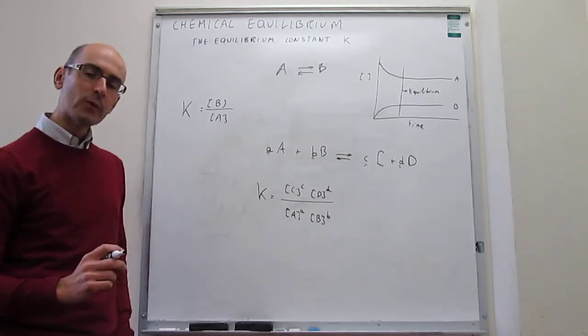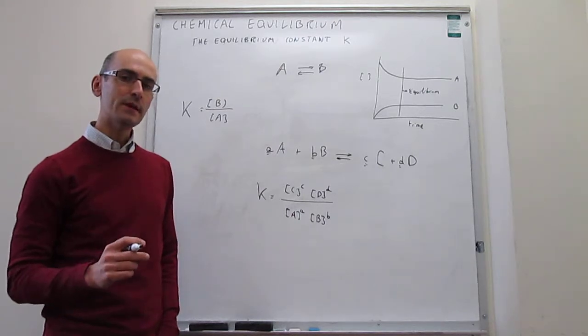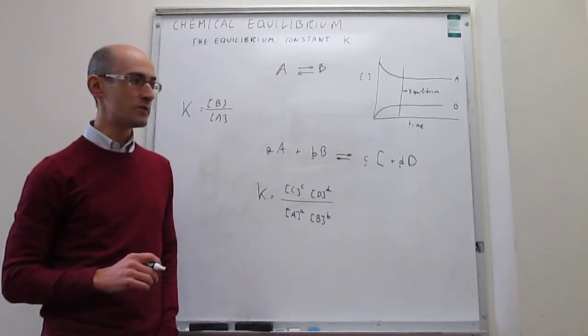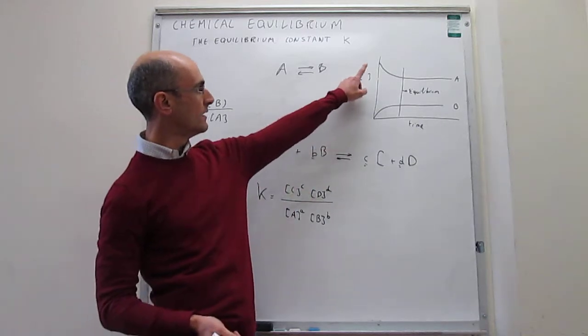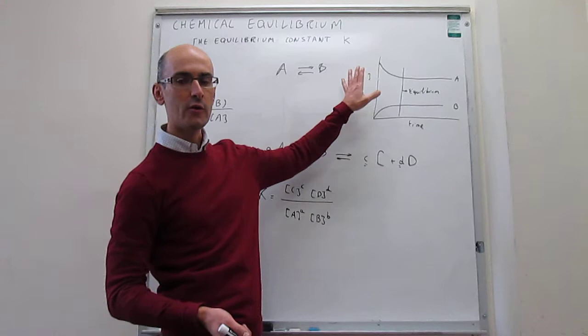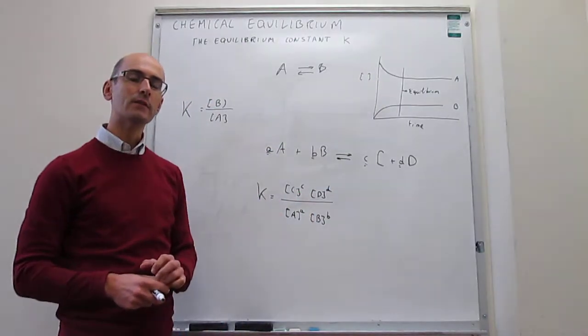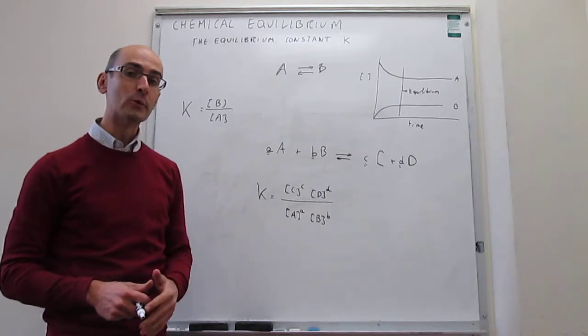Okay, something that is quite important is that this value of the equilibrium constant does not depend on the initial concentrations of reagents, right? So it doesn't matter if you start the reaction with A and no B, or with B and no A, or with any intermediate concentrations. It turns out that that value of K is immutable at a particular temperature.